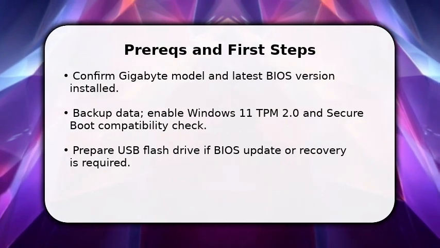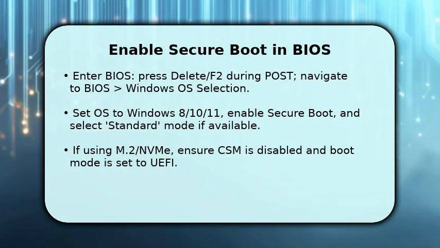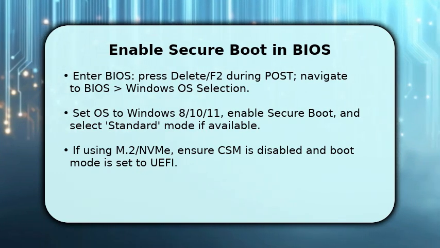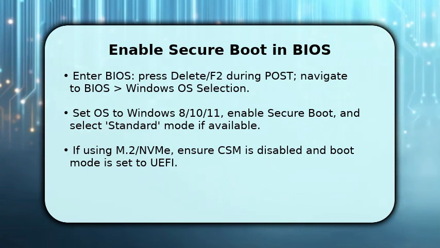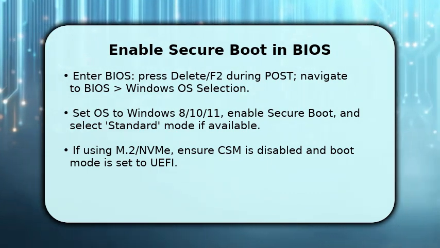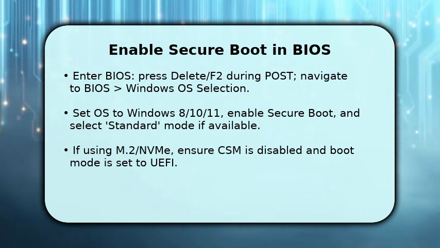You navigate to BIOS settings and find Windows OS selection. Choose Windows 8/10/11 so the firmware exposes Secure Boot. Next, locate Secure Boot and switch it to Enabled. Use standard mode unless you need a custom key.